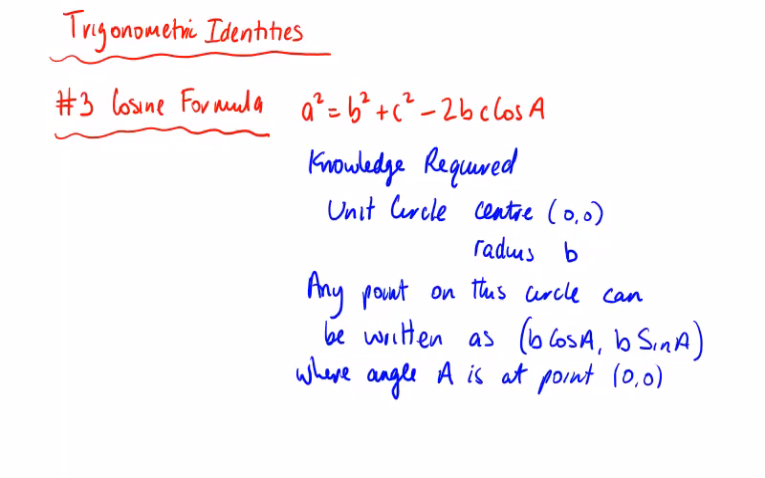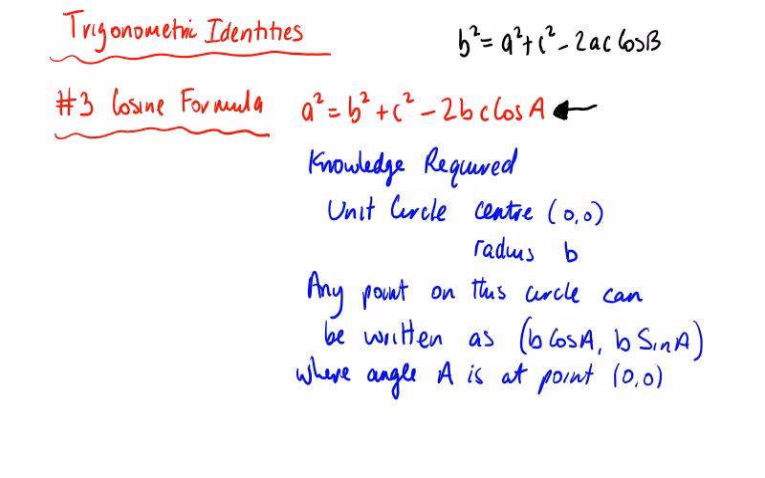Trig identities. Number 3 is the cosine formula. The knowledge required here in the cosine formula is a squared is equal to b squared plus c squared minus 2bc cos a. It could be written as b squared is equal to a squared plus c squared minus 2ac cos b, but we'll always use this one here. And there's a third version, obviously you can see there, just jumble the 3 letters around. So let's look at the diagram here.